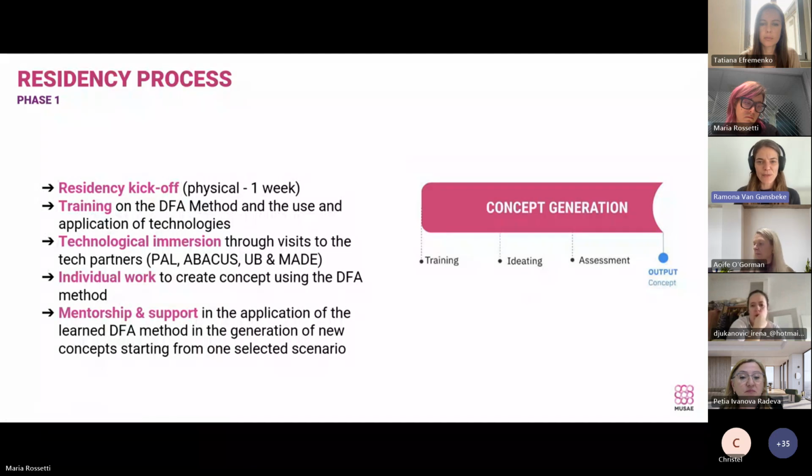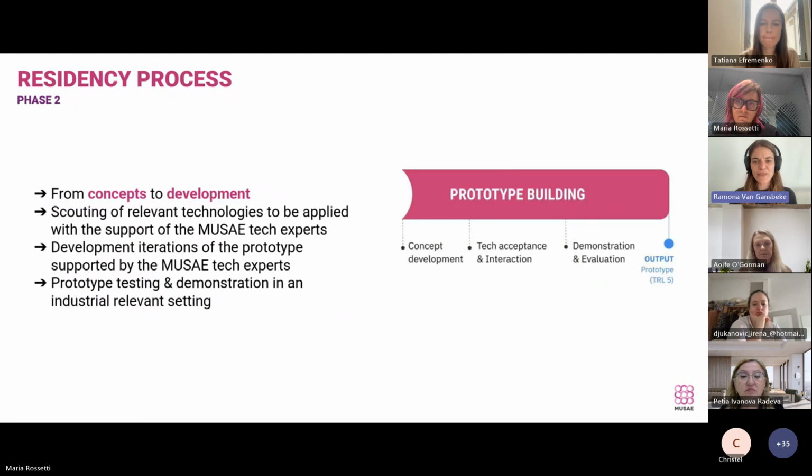This kickoff will also be a moment where you get to know your different mentors, where you will meet the other selected teams, and we will also dedicate some time to how to plan the residency ahead. Following the kickoff, each team will start working with the DFA methods individually and will have regular meetings in person or online with your different mentors to check where you are going, not to check on you, but really to give our guidance to you.